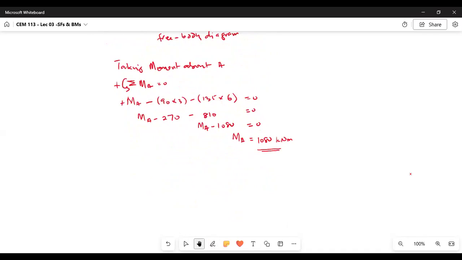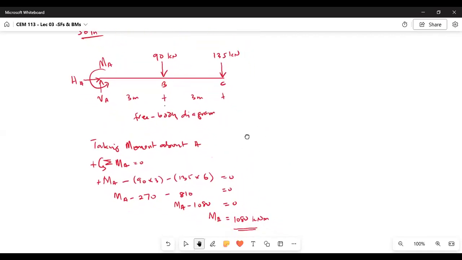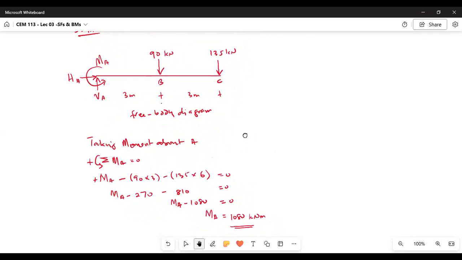So remember that it's important to first take moment about the support for cantilever. If you start from there, you will not struggle in your computation. Okay?